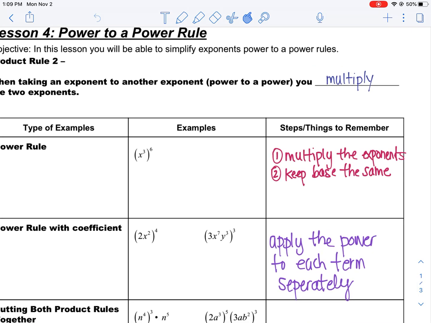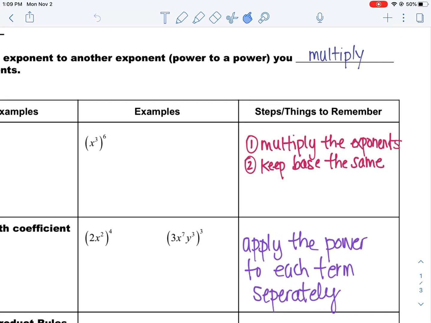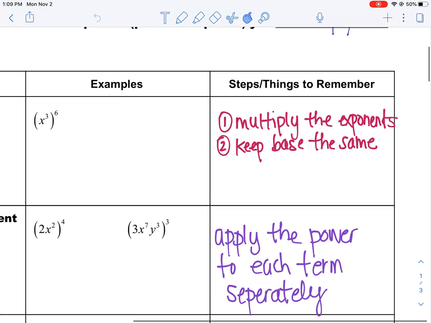So go ahead and write in our power rule example, steps and things to remember. Step 1, you're always going to multiply the exponents. Step 2, you're always going to keep the base the same. Give you a second to write down those two things, and then I'm going to talk about our first example.